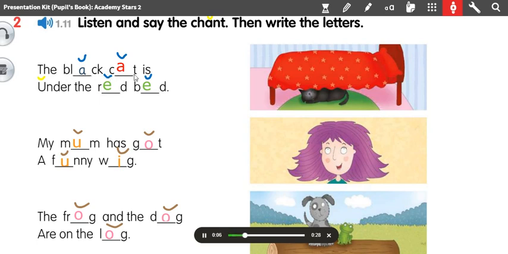The black cat is under the red bed. My mum has got a funny wig. The frog and the dog are on the log.